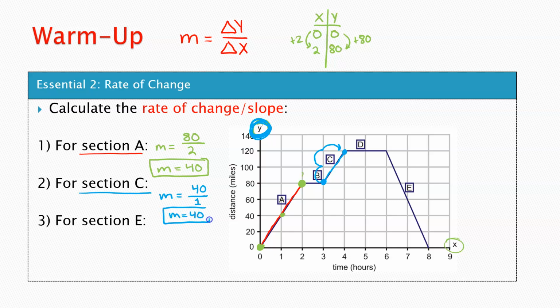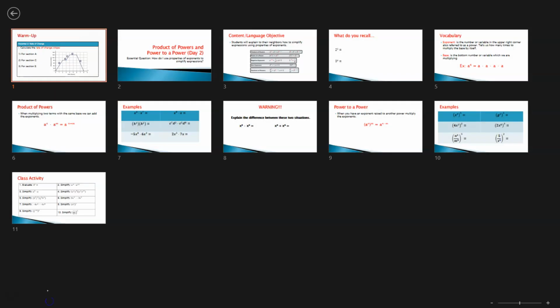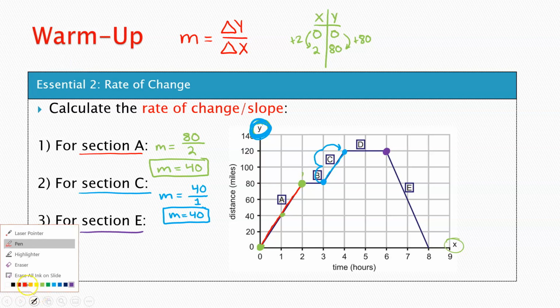All right, and again, that's saying every time you scoot up 40 spaces, you're going to scoot over to the right 1. All right, we got one more section here to take care of, section E. Where's section E? All right, so from section E, it starts way up there. Let me use a different color that pops. Here, let's use that yellow. So from way up there, section E, all the way down until we crash onto the x-axis, right?